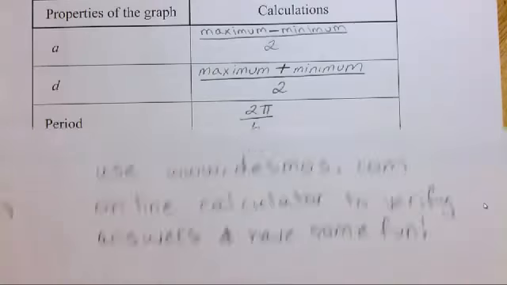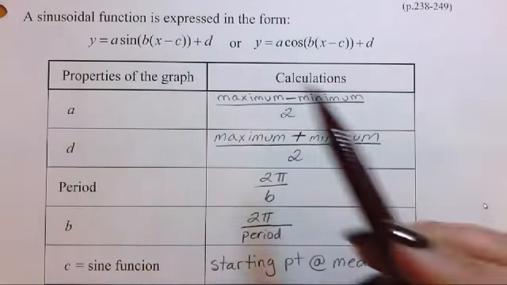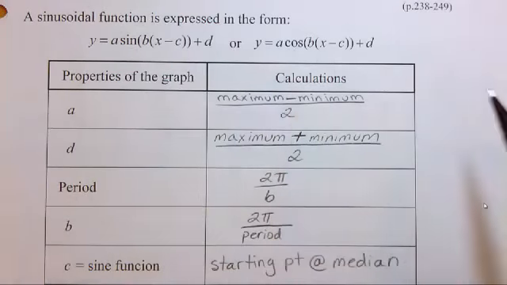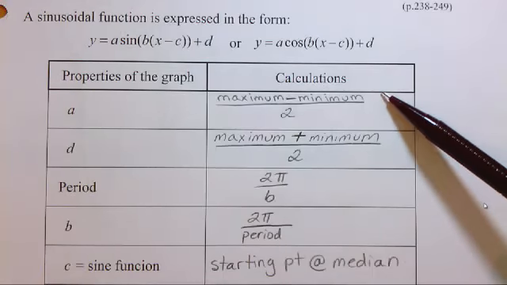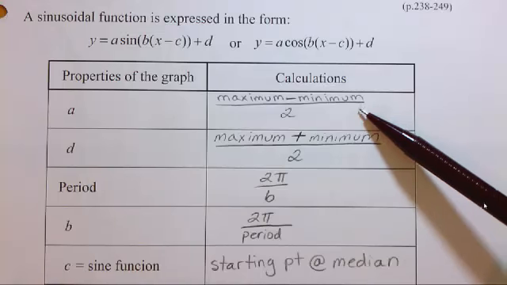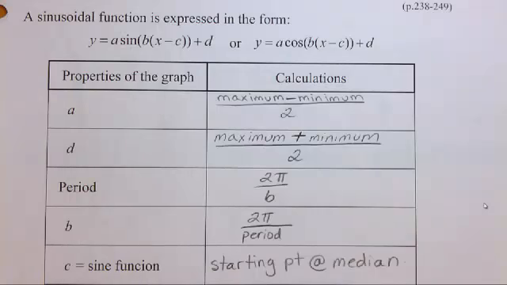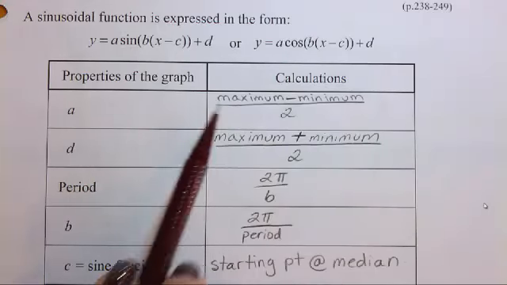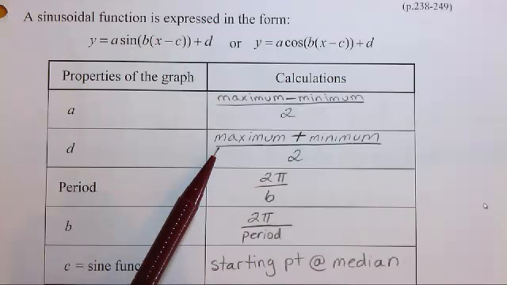Now, here's a little summary of what is what in terms of sine and cosine functions. If you are given a graph, you're going to read off some information. To get the a value, we look at the maximum and the minimum, subtract them, and divide by 2. You could also just read it off the graph, but if you're just given some points, that's what you would do. For D, you take the max and the min, add them together and divide by 2 to get your midline D value.